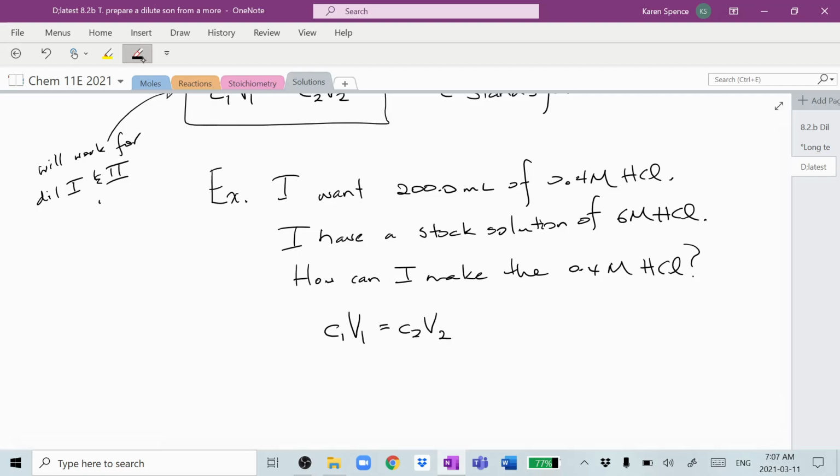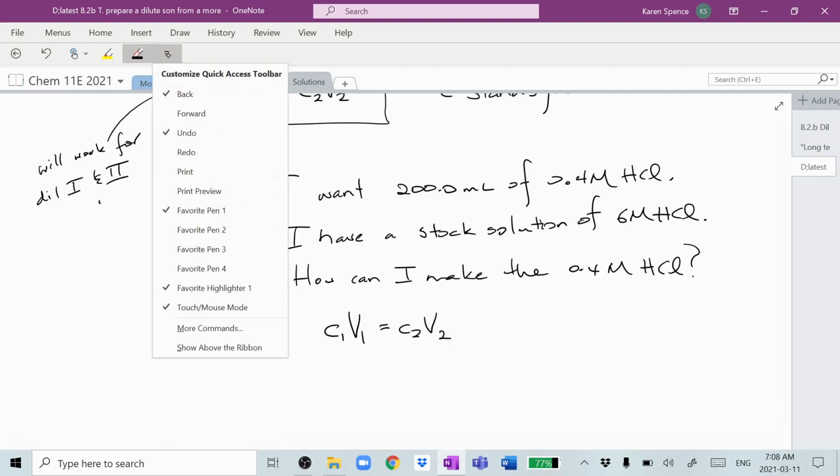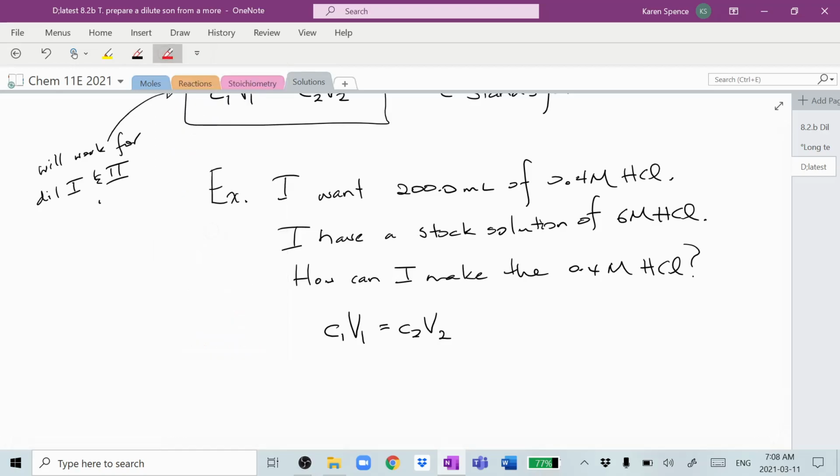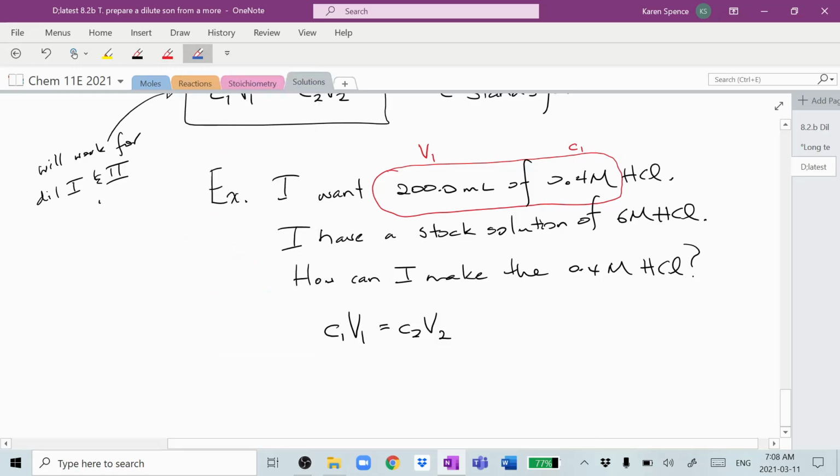And what I'm going to do is I'm going to say I need to connect things to each other. I need to connect my volumes. And so I say, oh, 200 milliliters is connected to 0.4 molar. So let's call this one V1, and let's call this C1. Now I also know that I have 6 molar HCl, but there's no volume associated with that. So this is going to be my second concentration, C2.